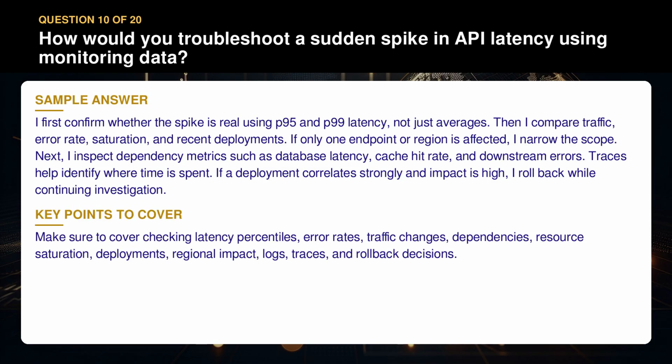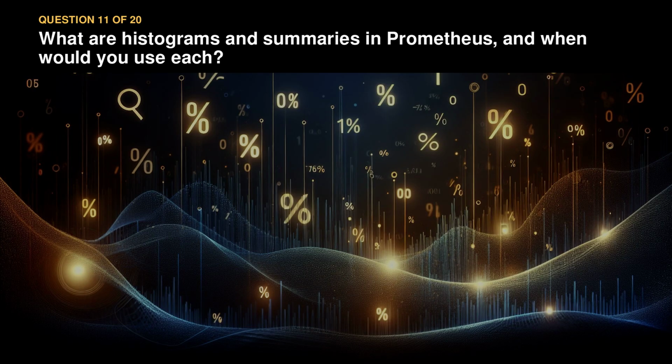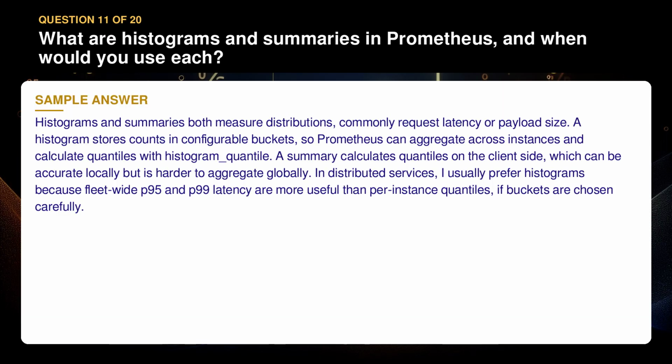Make sure to cover checking latency percentiles, error rates, traffic changes, dependencies, resource saturation, deployments, regional impact, logs, traces, and rollback decisions. Question 11. What are histograms and summaries in Prometheus, and when would you use each? Histograms and summaries both measure distributions, commonly request latency or payload size.